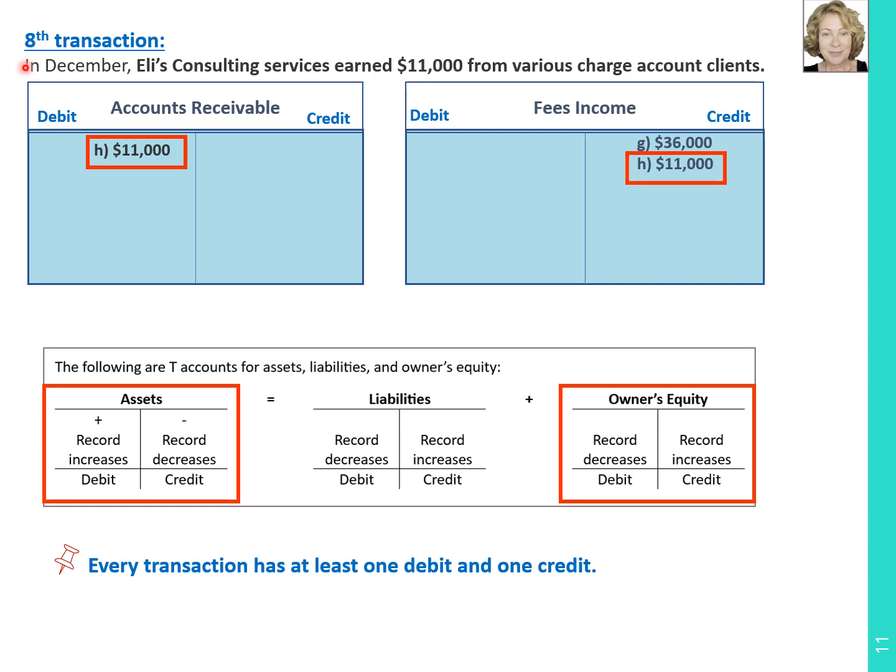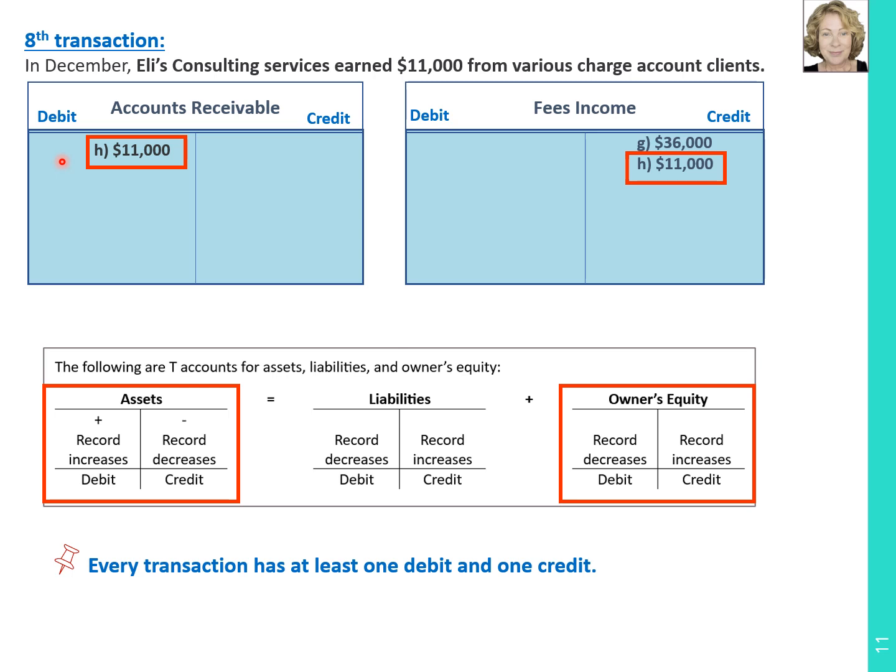Eli's Consulting also earned $11,000 from various charge account clients. So in contrast to the prior transaction, we're not receiving cash, but we're receiving something almost as good as cash. It is still an asset, and it's called accounts receivable. Accounts receivable is an asset, and it increases with a debit, and therefore we're going to debit accounts receivable for $11,000 on the left side.